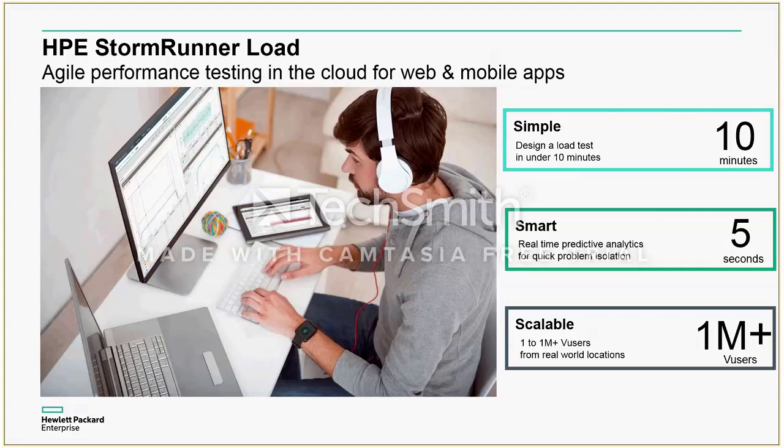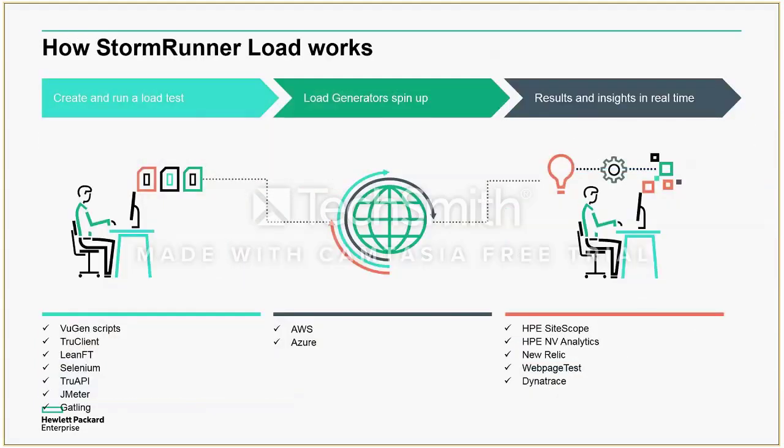And this is actually a little out of date. It's no longer just 1 million plus users. We've had tests run up to about 3 million users. We've had tests run for multiple days, 72 hours straight with thousands of users. So it's a very easy solution to use and run, and it's something that we can do very quickly and easy with StormRunner Load. So how StormRunner Load works, you're going to quickly create and run a load test. You're going to load up generators, and then you're going to look at the results.